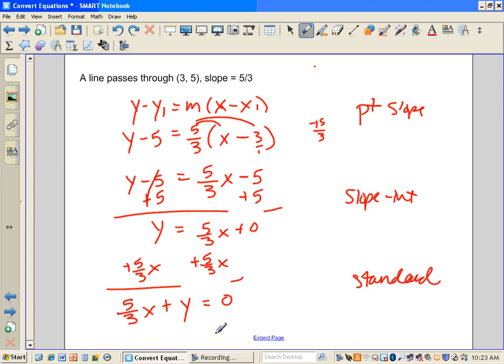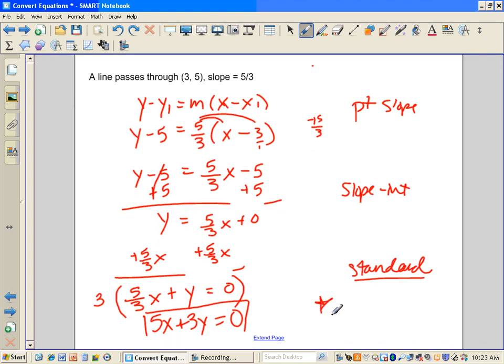Now there's one last thing. To be very precise about standard form, we're not going to allow any fractions. So the way to get rid of fractions is to multiply by the denominator. So if I multiply all of these terms by 3, 5/3 times 3 is going to leave me with just 5x. And that's what I want. I want to have no fraction as my first term. 3 times y is 3y. Have to multiply all 3 terms if I multiply one of the terms. In this case, 3 times 0 is still just 0. So here's my final standard form equation.